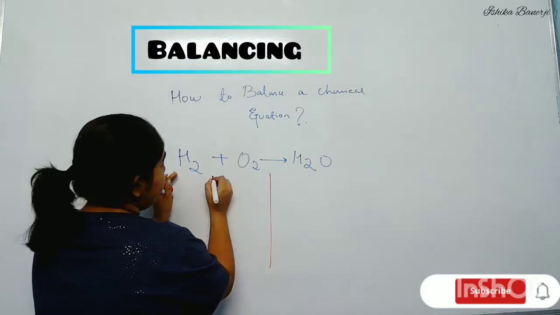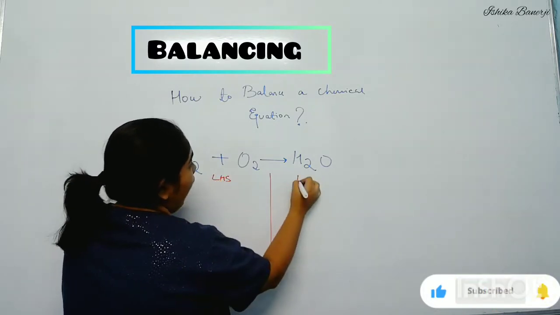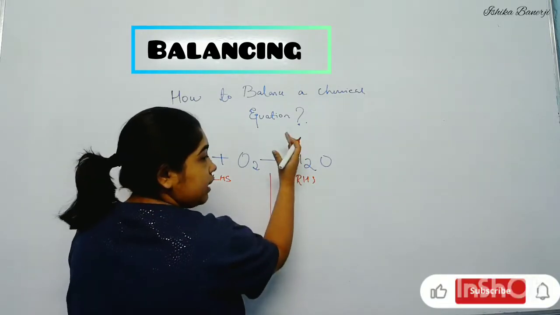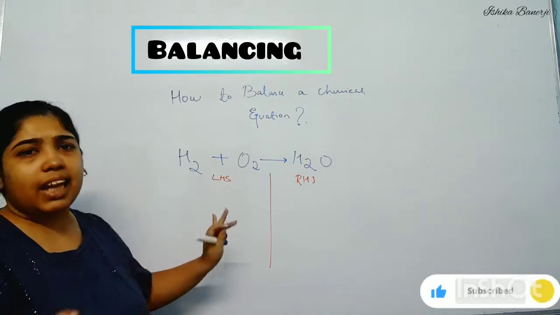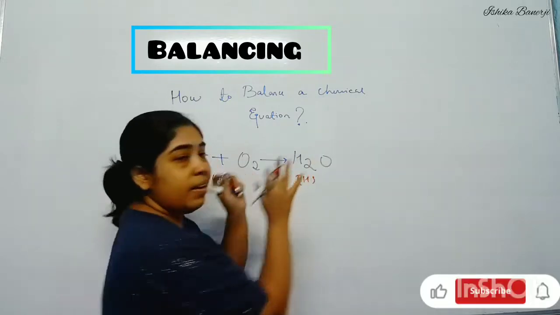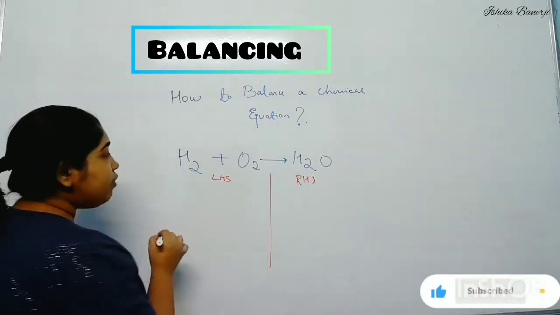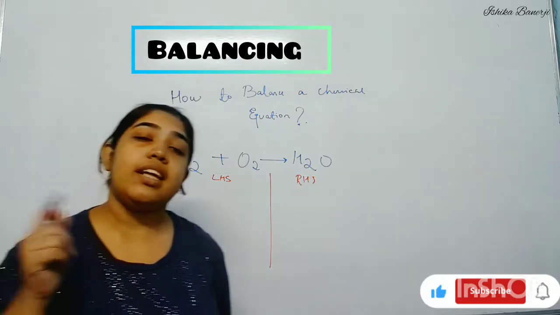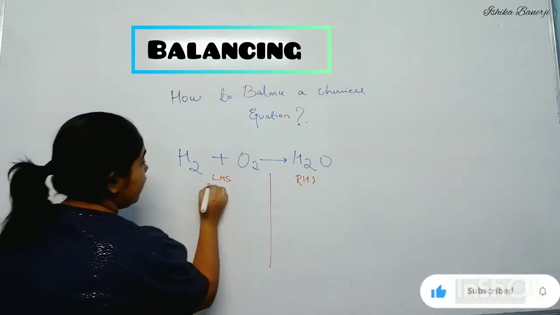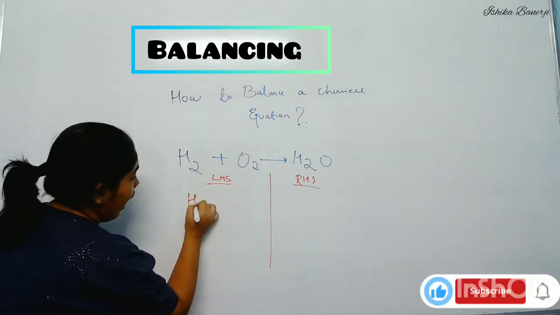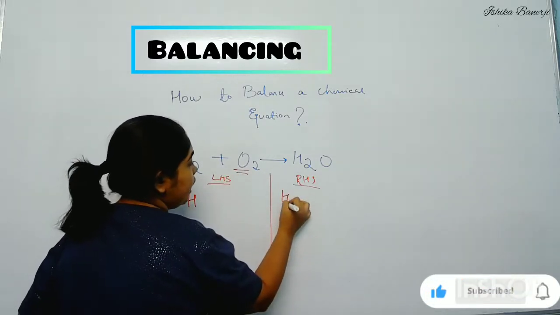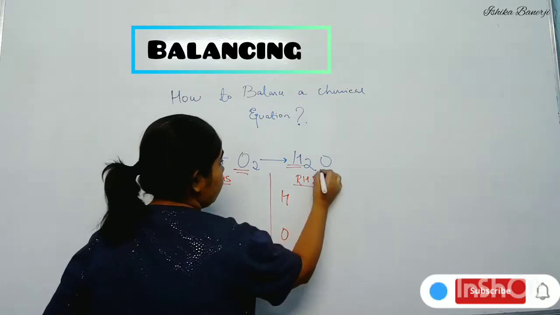How? This is my left hand side, so I will write here LHS, and this is my right hand side. Yes or no? This is easy. There is nothing there in this. So when the arrow will be there, this will be the left hand side and this will be the right hand side. Is it clear? After that, we have to see what are the elements that is present in the left hand side and what are the elements that is present in the right hand side. So the elements present in the left hand side are H and O. See, H is present and O is present. Same way, if I see in the right hand side also we have H and we have O, right?